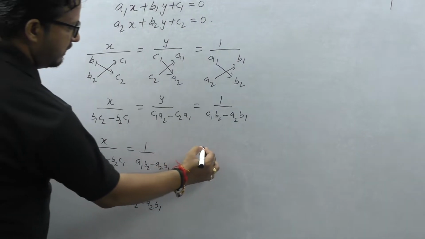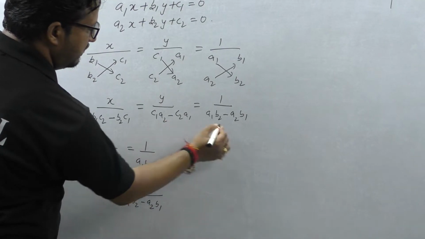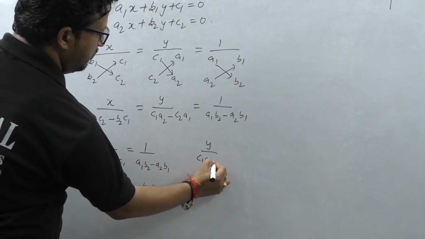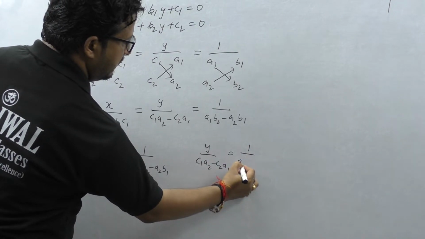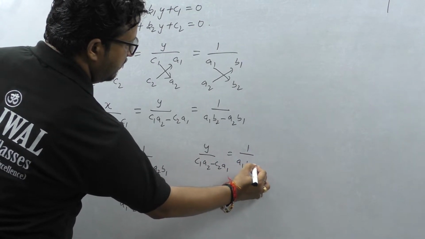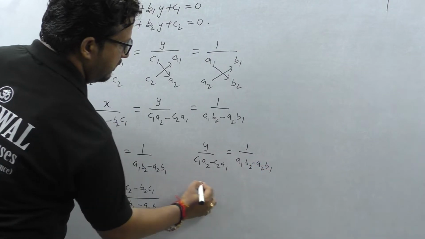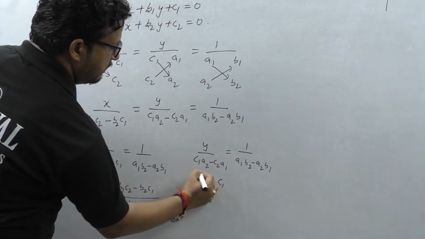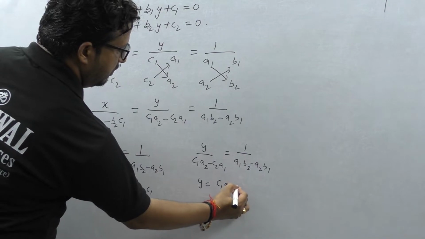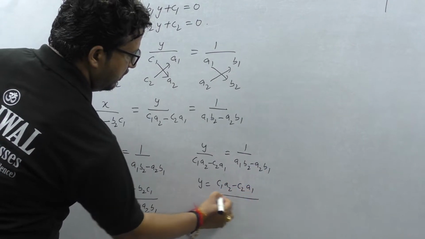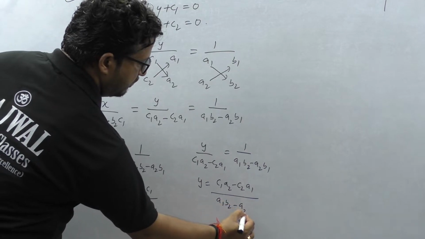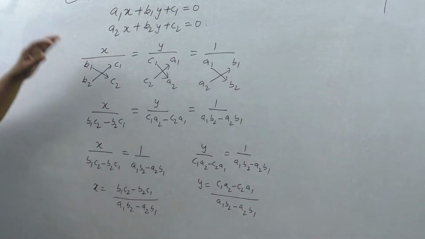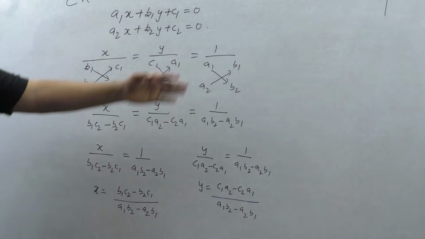In the same way we can compare y: y is with c1 a2 minus c2 a1, and with this, a1 b2 minus a2 b1. So our y value will be how much? c1 a2 minus c2 a1 whole upon a1 b2 minus a2 b1. This is the general formula I have written. But how can we solve directly?